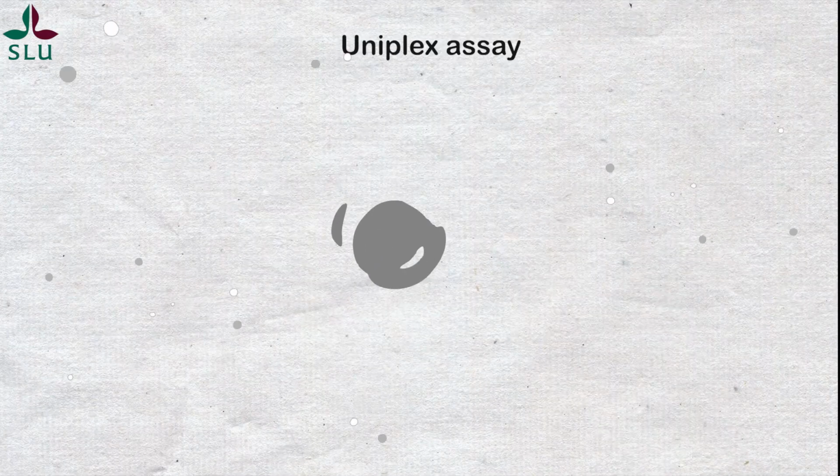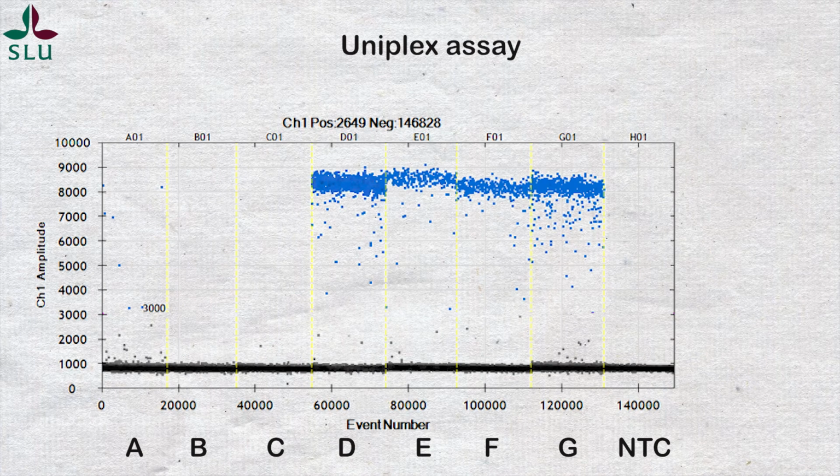Then to the visualization of the results generated by the droplet reader and how they are shown in the QuantaSoft software. This figure shows a typical example of the one-dimensional plot with one set of primers and probe. Here, endpoint measurements in 7 samples, A to G, together with a non-template control to the right, that are separated by yellow vertical lines, are shown.